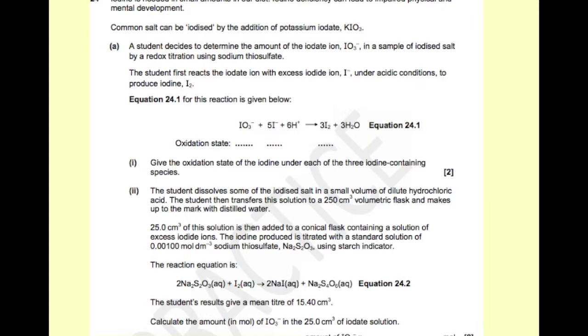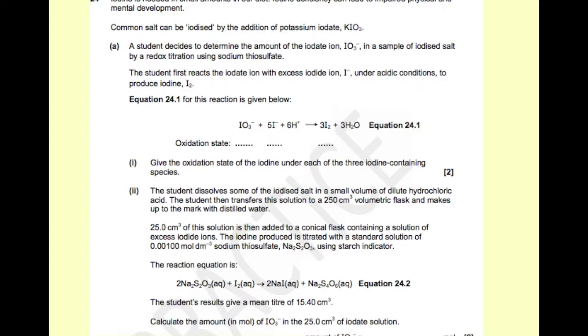By the addition of potassium iodate. It's just completely evil. KIO3. I do know the formula for common salt, that's NaCl, so maybe the K and the Na would swap over. That might mean it's NaIO3. A student decides to determine the amount of iodate ion, IO3 minus, in a sample of iodized salt by a redox titration using sodium thiosulfate. And I guess there might be starch involved with the iodine to effect a colour change.